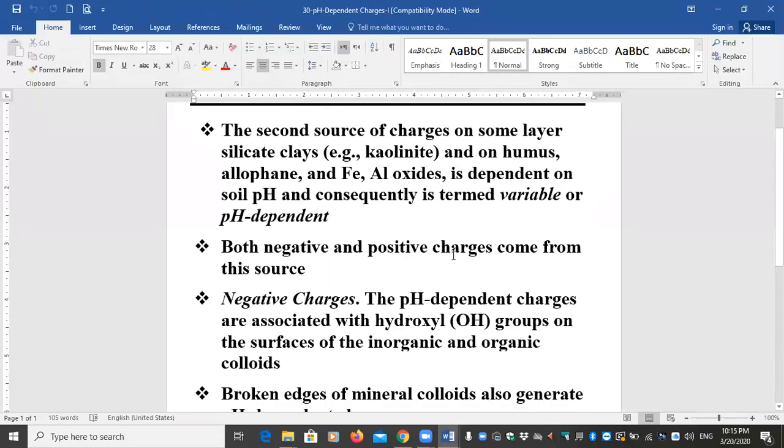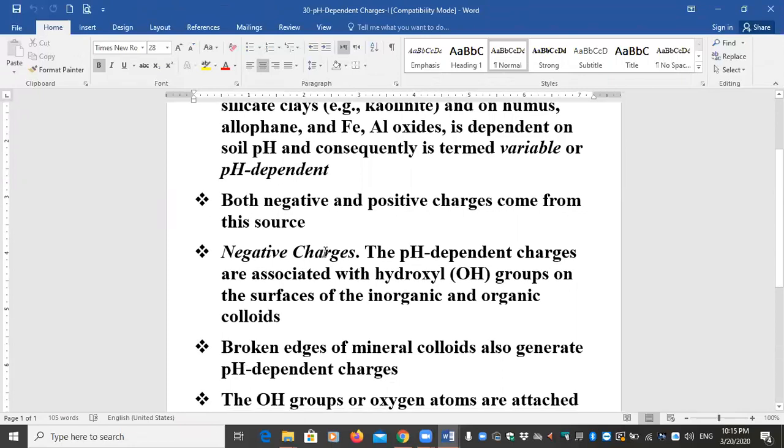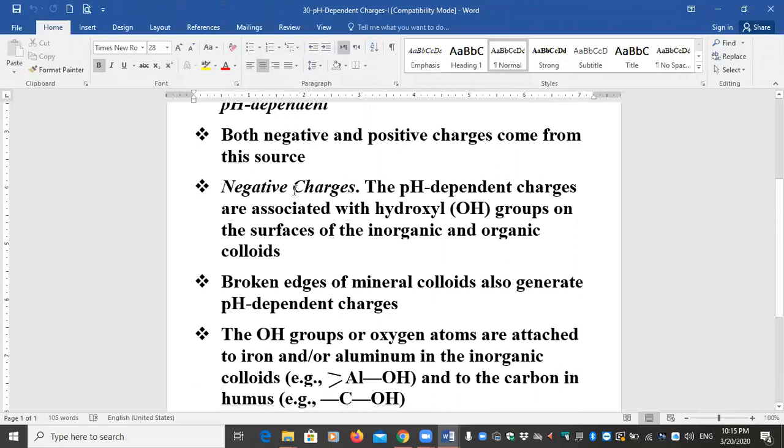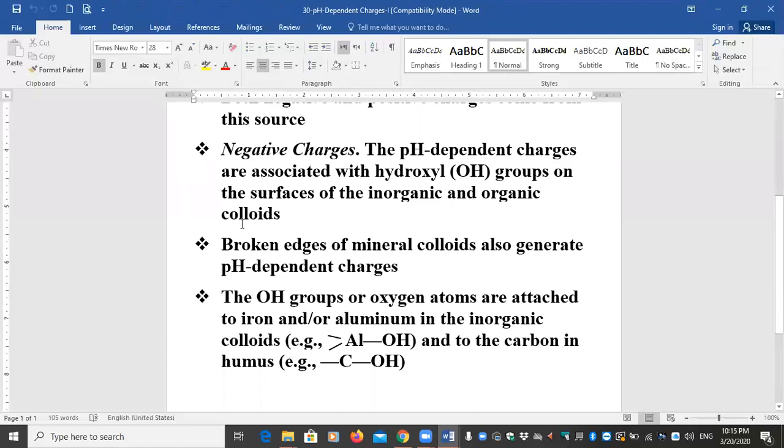Both negative and positive charges come from this source. Just like we saw in the isomorphous substitution, we can have positive or negative charge. The same here, we can have negative or positive charge, and we'll see some examples. Negative charges: the pH-dependent charges are associated with the hydroxyl OH groups on the surfaces of the inorganic and organic colloids. So they have to be on the surfaces to be exposed for their action. Broken edges of mineral colloids also generate pH-dependent charges.